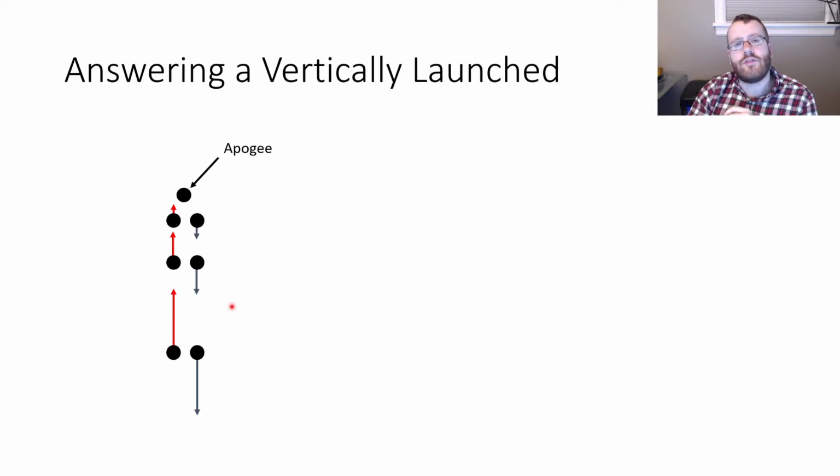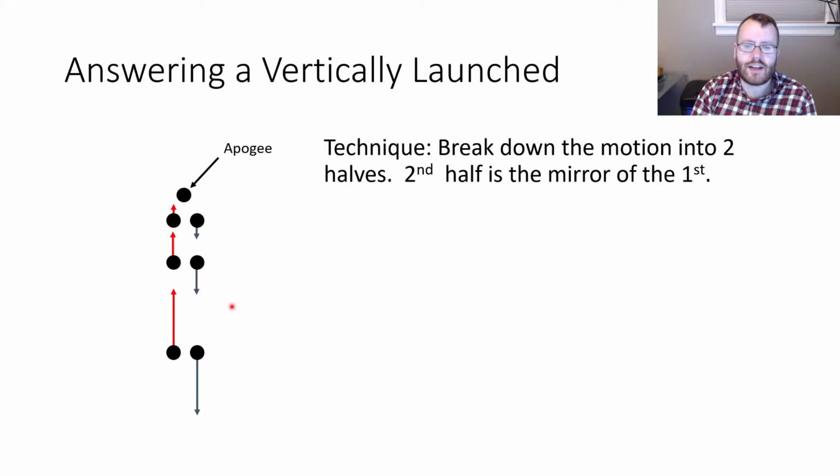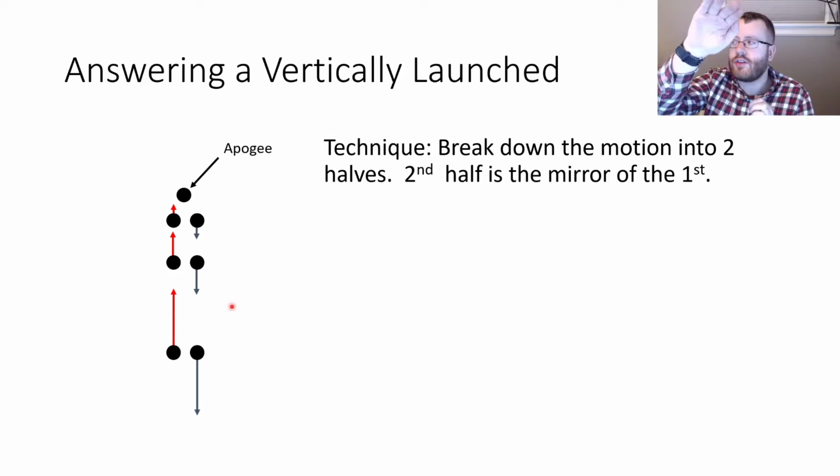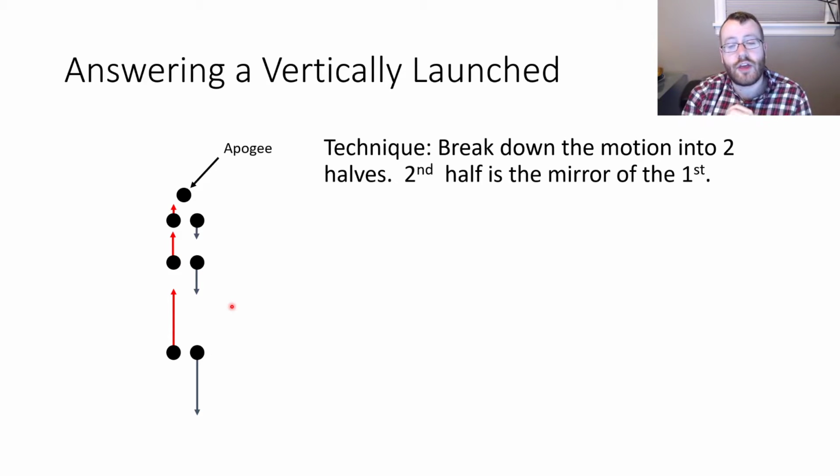Now, in order to answer a vertically launched projectile question, there's a couple of techniques that I recommend. The first and major one is to break down the motion into two halves. It's much easier to answer this problem when you're not talking about the object as it comes up and back down, but instead talking about either the object at the start up to the top, or from the top back down. It's also important to note that the first and second halves mirror each other.